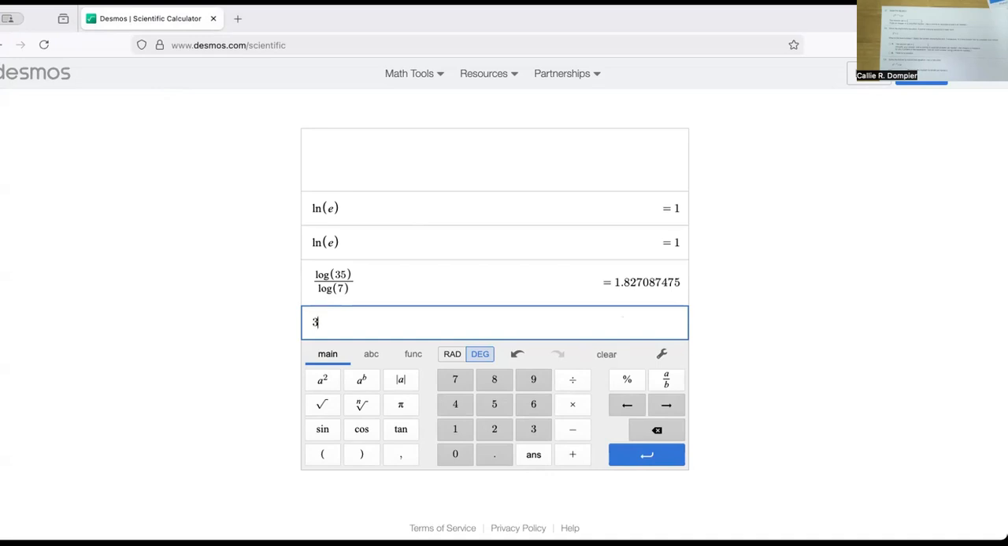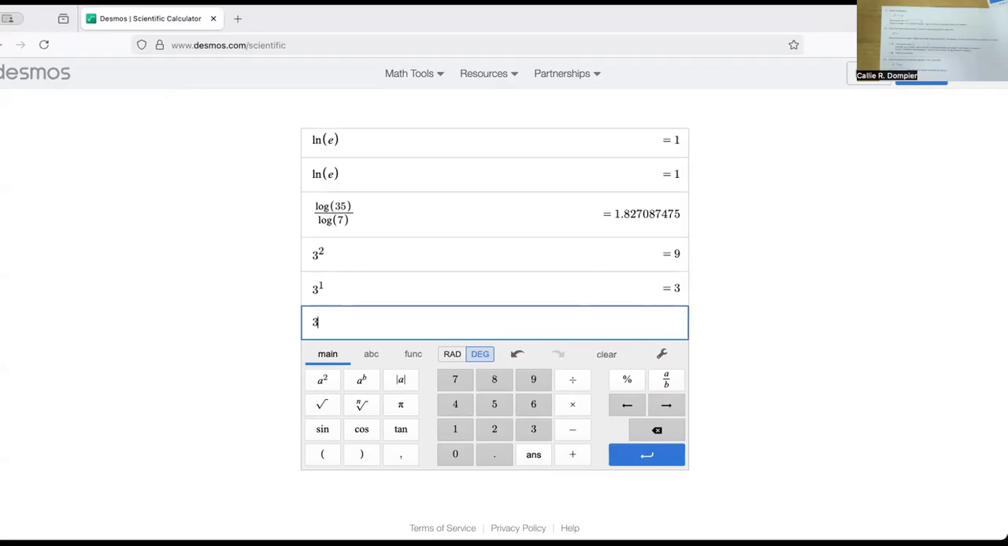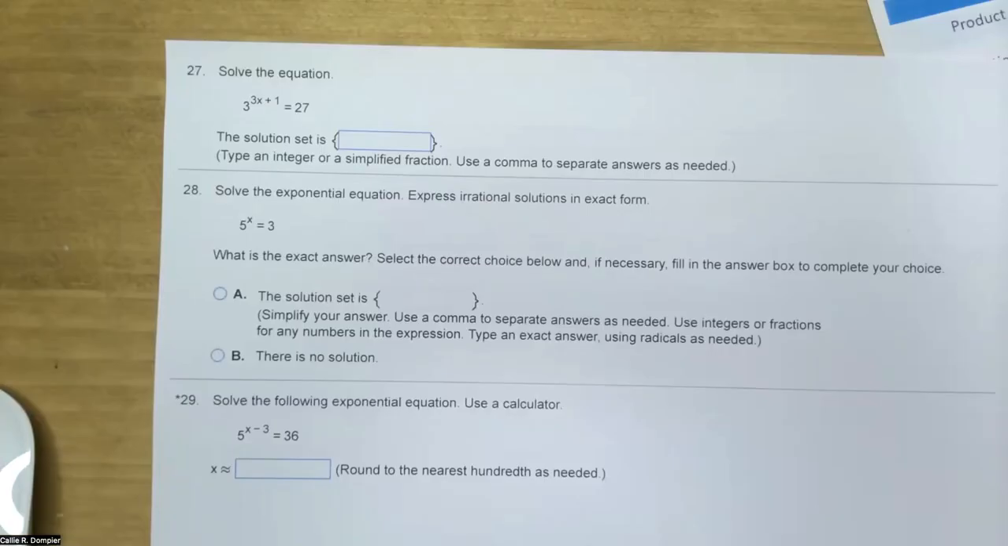So 3 squared is 9. 3 to the power of 1 is just 3, right? And then 3 to the power of 3 is 27. So I'm going to change that 27 on the right side to just a 3 to the power of 3.